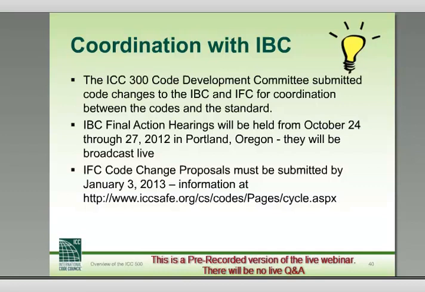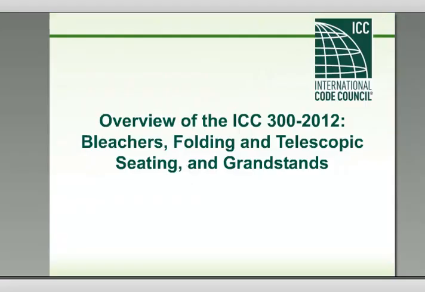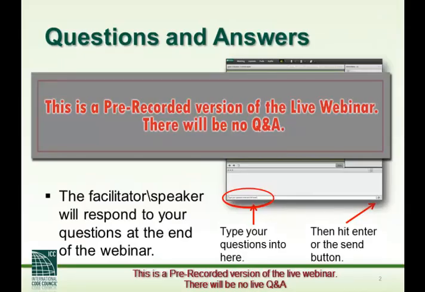If you see any changes to the fire code that you think should be required, or if you want to watch the couple of changes that the Bleacher Committee has ready for the fire code, those need to be submitted by January 3rd, and those will be part of our next year's cycle. So that is our basic coverage of the ICC 300.